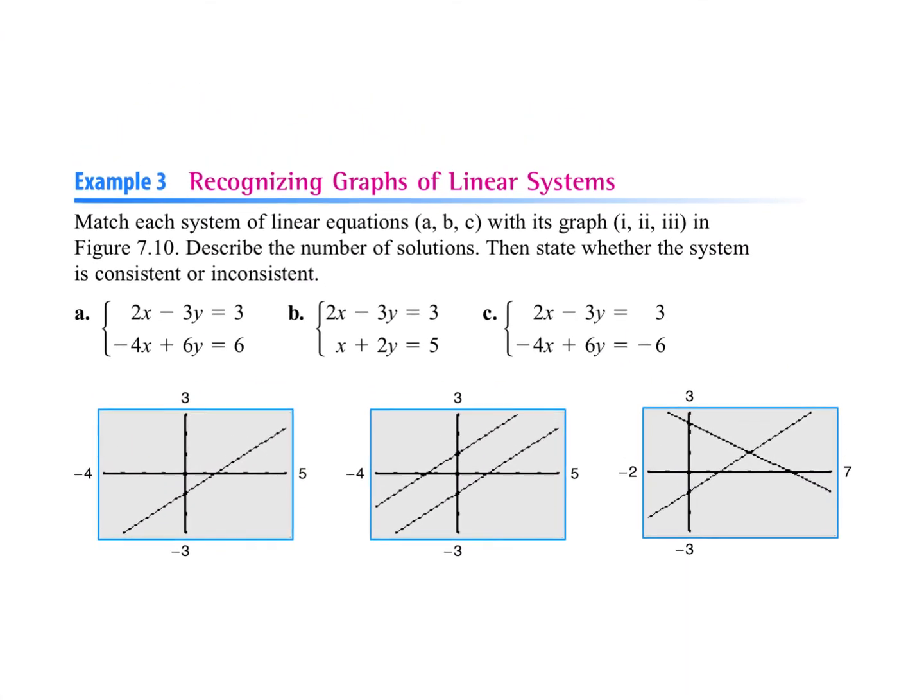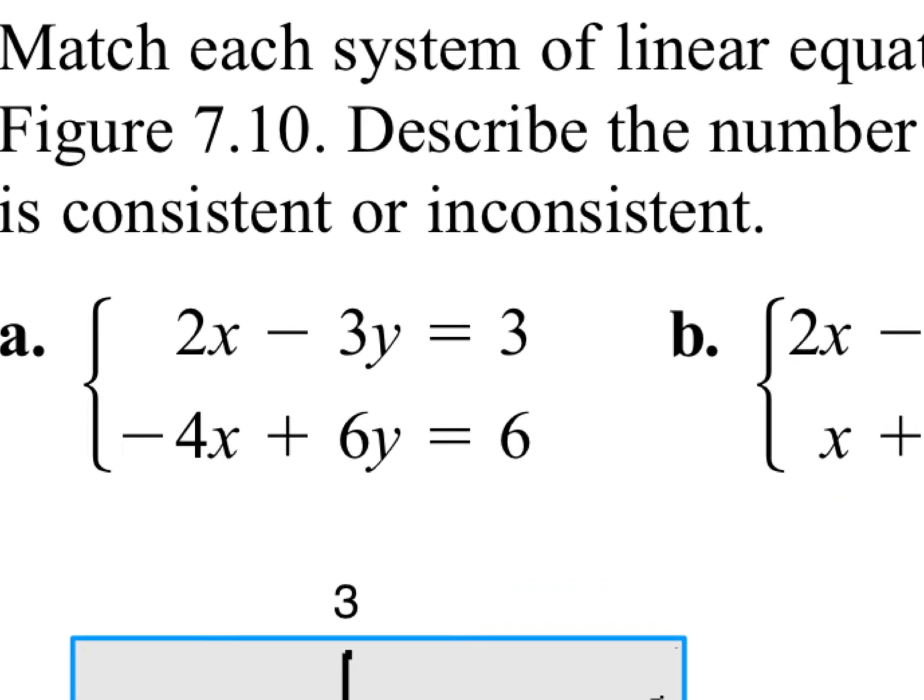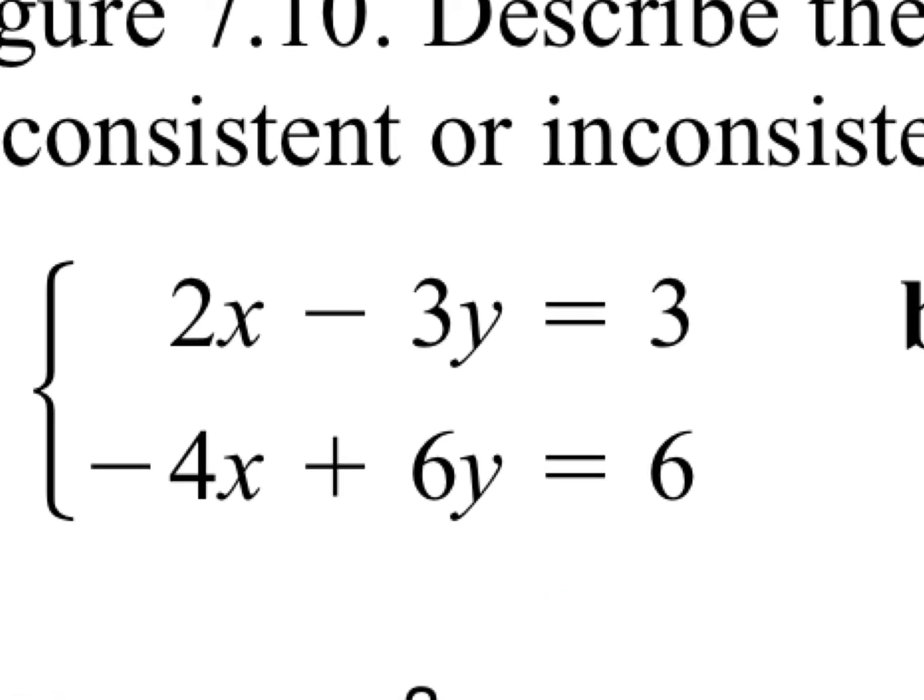So here we have 3 examples. We just have to match them with the graph that they belong to. So we're just going to solve. If it's no solution, we know that they're parallel. If it is infinitely many solutions, then it's going to be the same line. If it's one solution, they intersect at that point. So we're going to solve by elimination again here.